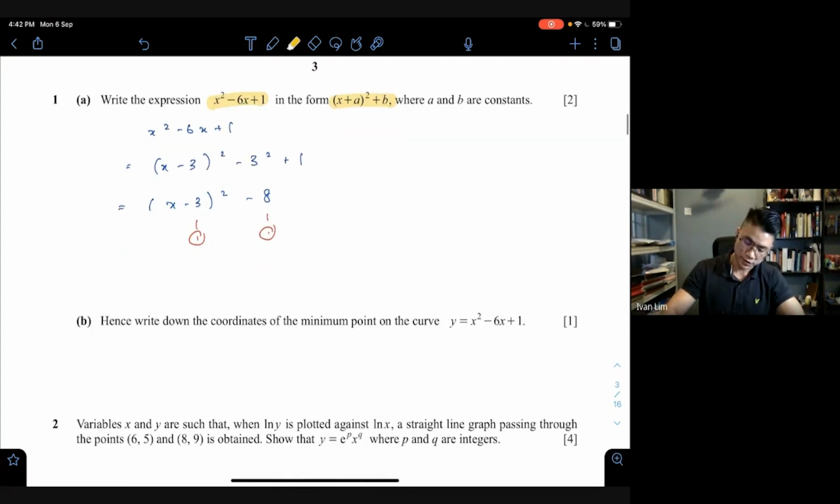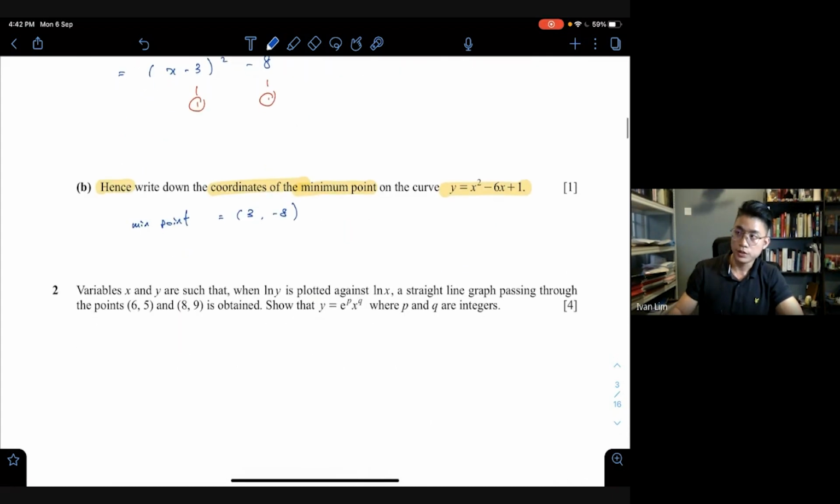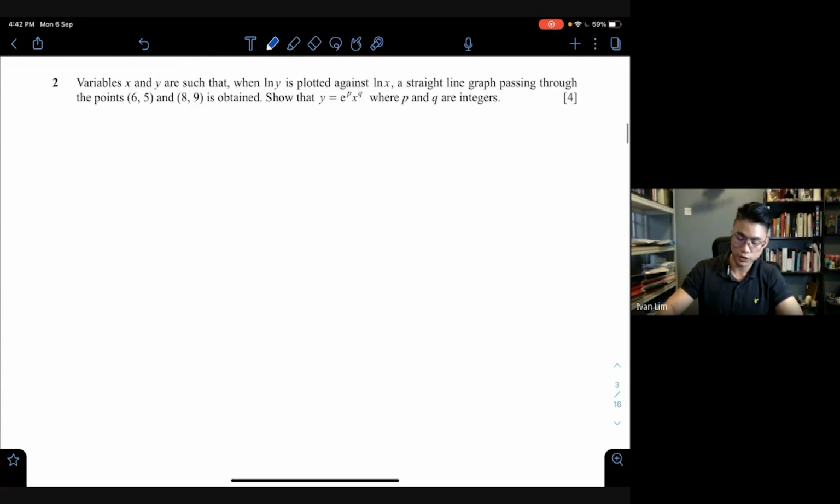Alright, this is for the simple line. Okay, hence, write down the coordinates of the minimum point for this one. As we know, CTS can be used to find the minimum and maximum point. So all you need to do is read from the value above. Make sure you double, triple check that your values are correct. So 3, -8. Okay, pretty easy. First question, 3 marks in total.